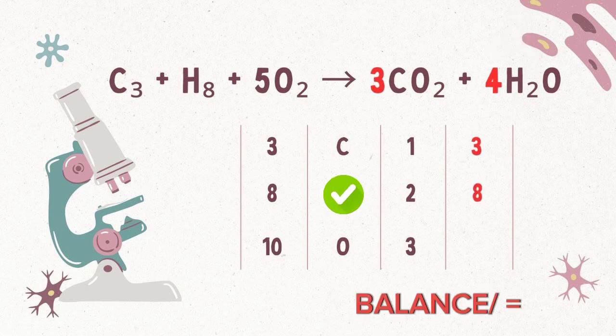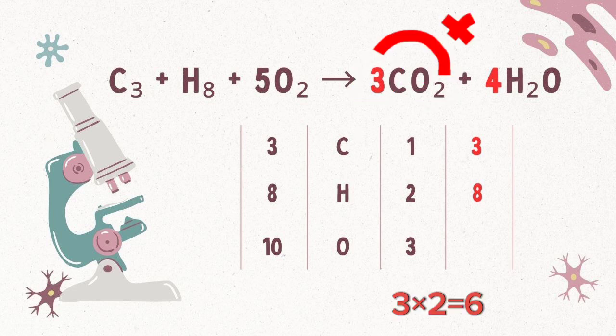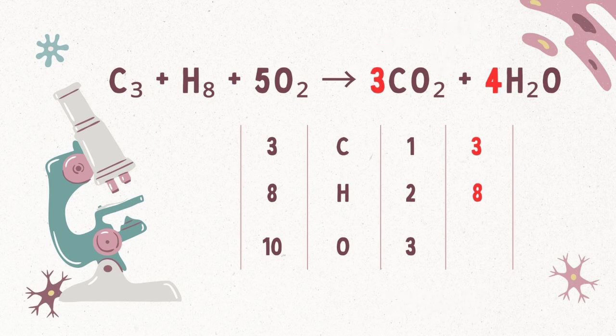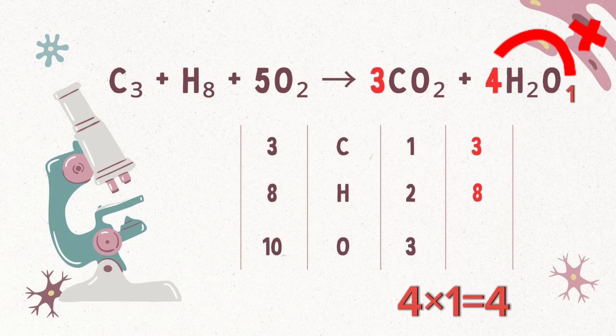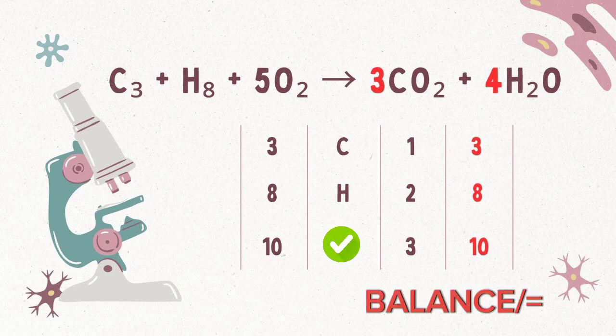And lastly, we have oxygen. Now let's check if our equation is already balanced. We have a coefficient of 3 and a subscript of 2. So 3 times 2 is 6. And on the other side, you have a coefficient of 4 and a subscript of 1 because a symbol automatically has a coefficient of 1. So 4 times 1 is 4. So 6 plus 4 is equal to 10. So the value now of our oxygen is 10 and they are now balanced to each other.